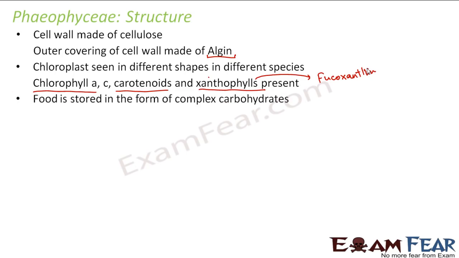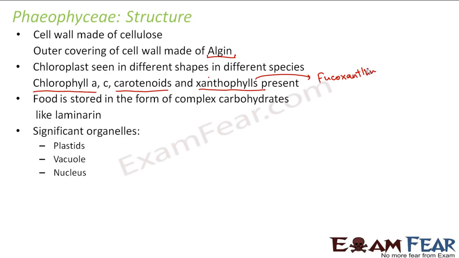Here food is stored in the form of complex carbohydrates. As you saw in Chlorophyceae, the food was stored in the form of starch and sometimes proteins. Here food is stored in the form of complex carbohydrates like laminarin. Laminarin is an example of a complex carbohydrate. Significant organelles present here are plastids, vacuole, nucleus. As you know, all these are obviously there inside the cell.